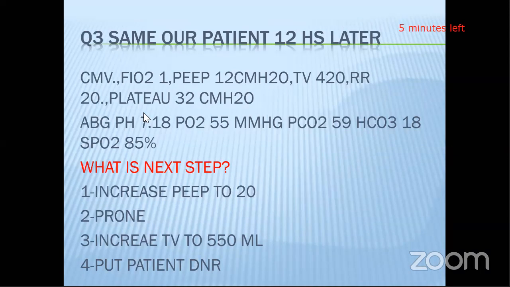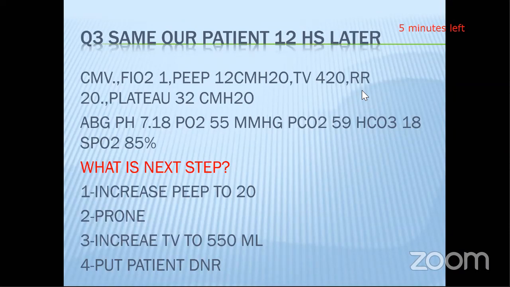We have 62% of our colleagues who got the correct answer, which is proning. Let's go through increasing PEEP to 20 and increasing tidal volume to 550. This patient, we can label as having refractory hypoxemia. The patient already has the maximum of conventional mechanical ventilation, FiO2 already 100% and PEEP 12, and the patient still desaturated, and the plateau pressure is already 32.